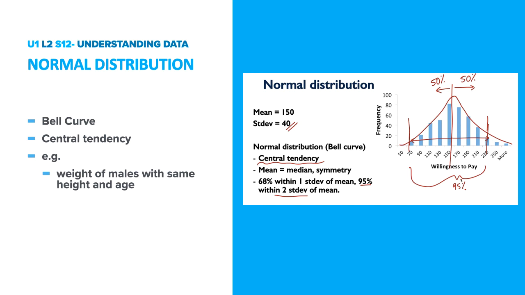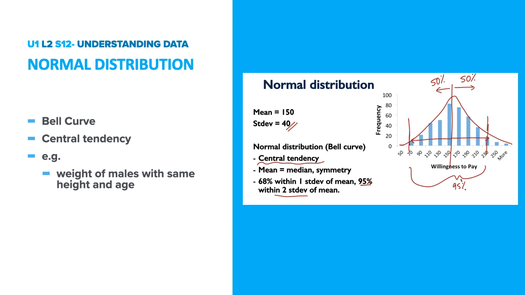Remember, most of the things in this world follow normal distribution. I said most of the things, but not all. An example could be the weight of males with the same height and age, which will follow a bell curve. Another thing to remember is that 68% of the data will fall within one standard deviation of the mean. For example, the standard deviation is 40 and the mean is 150.